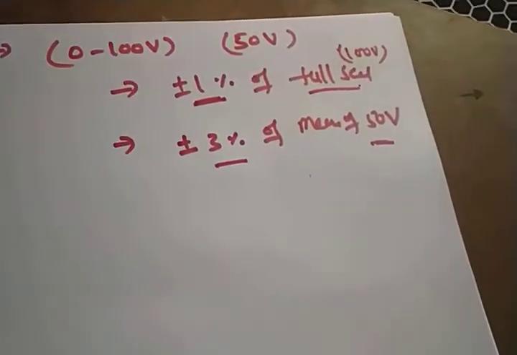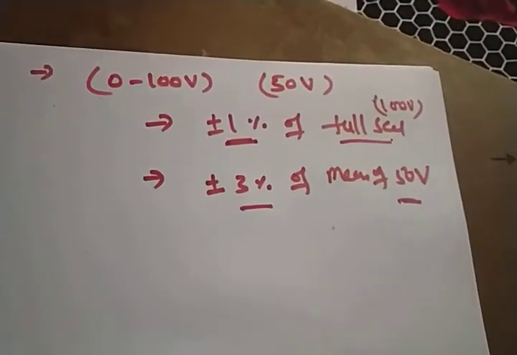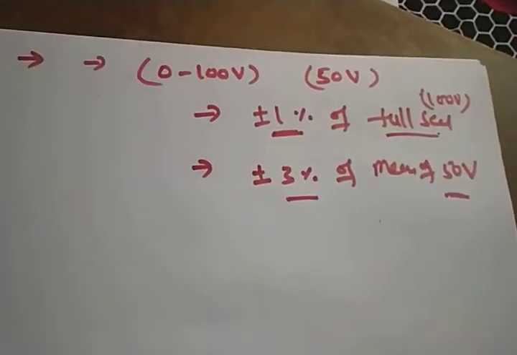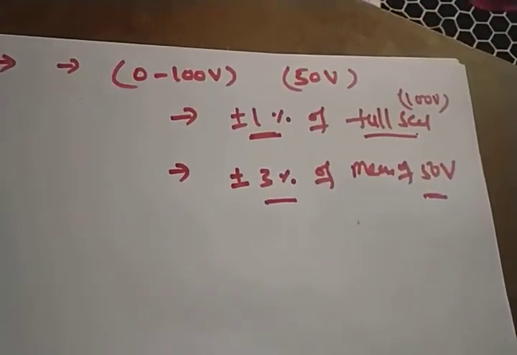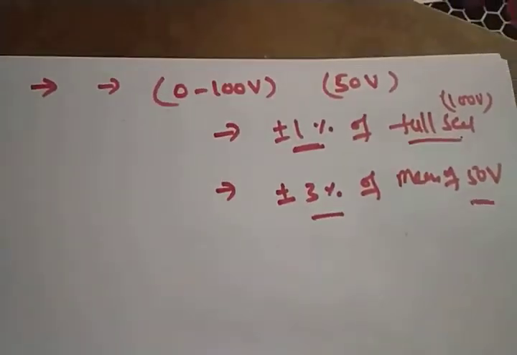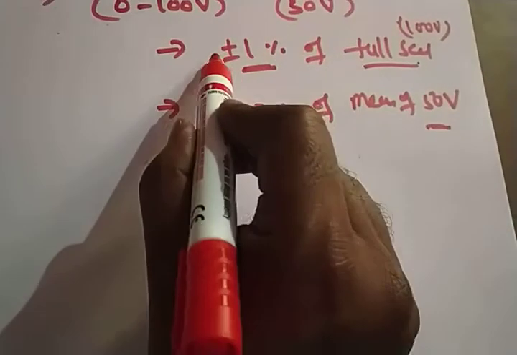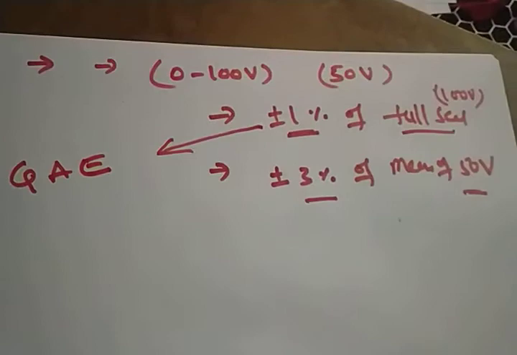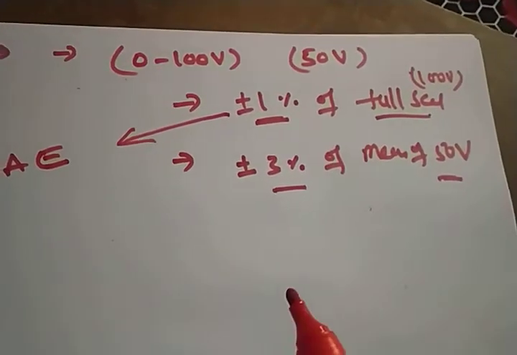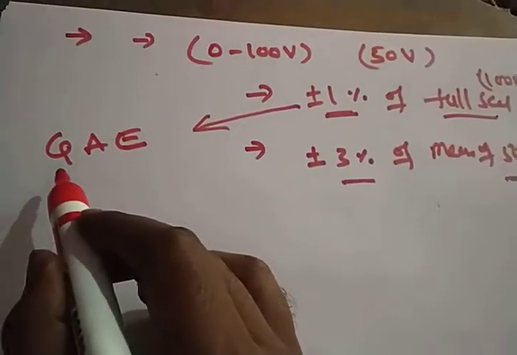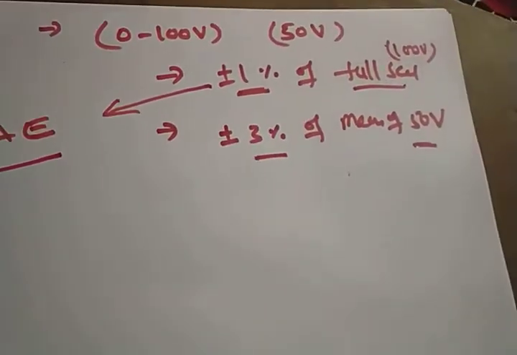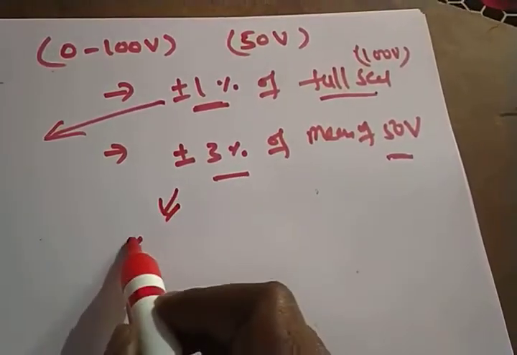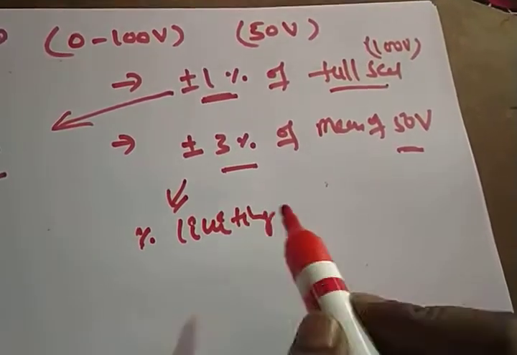Accuracy can be specified by the full scale, or else accuracy can be specified for the measured value. Right? So this is very, very important. If accuracy is specified as a percentage of full scale, then we can call it a guaranteed accuracy error. Or else, if accuracy is specified for a measurement itself, then we can call it a percentage limiting error. One more concept of limiting error.